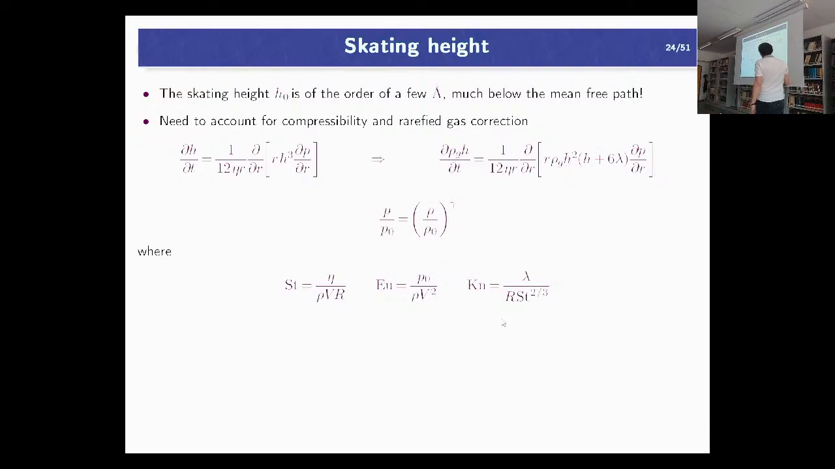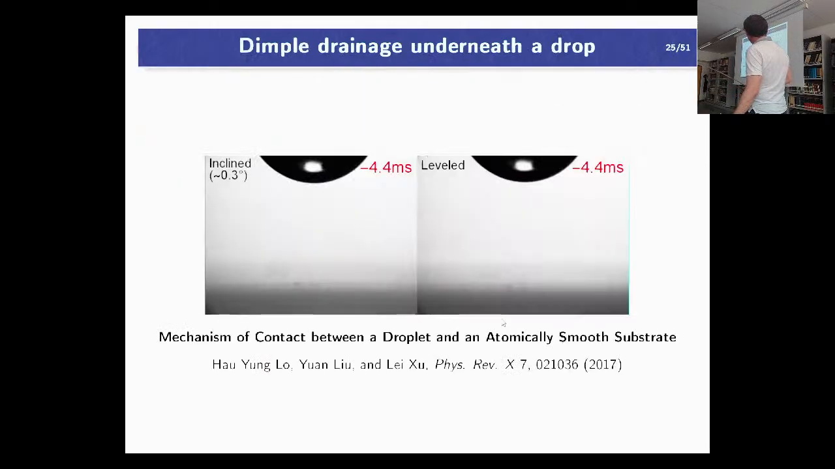And so the other number which is introduced is the Knudsen number, which takes into account this rarefied gas effect. So I'm going to switch to another problem, which is completely different. It looks a bit the same, but it's very different, because in the first case, the ingredients were drop inertia and lubrication. And here, what you're going to see is a very nice experiment from this PRX.